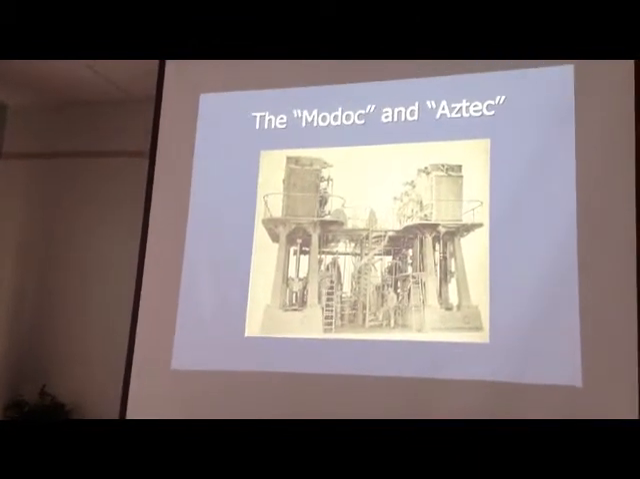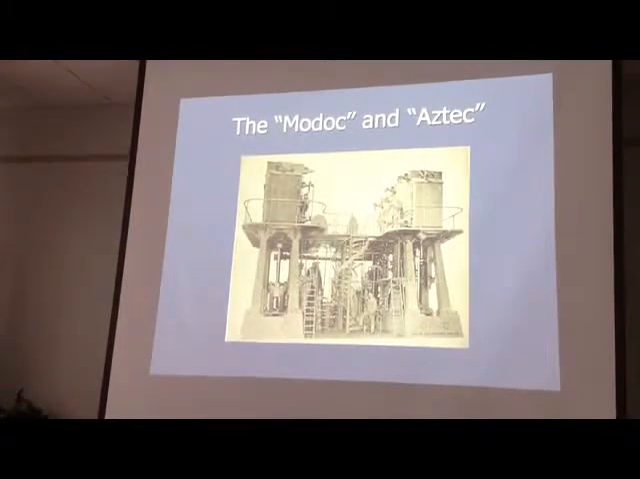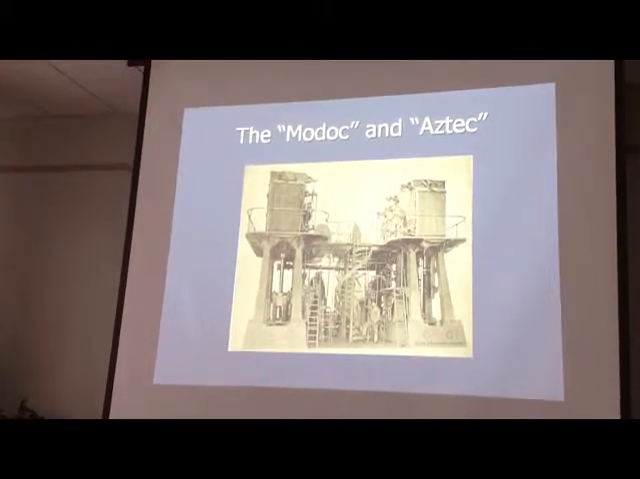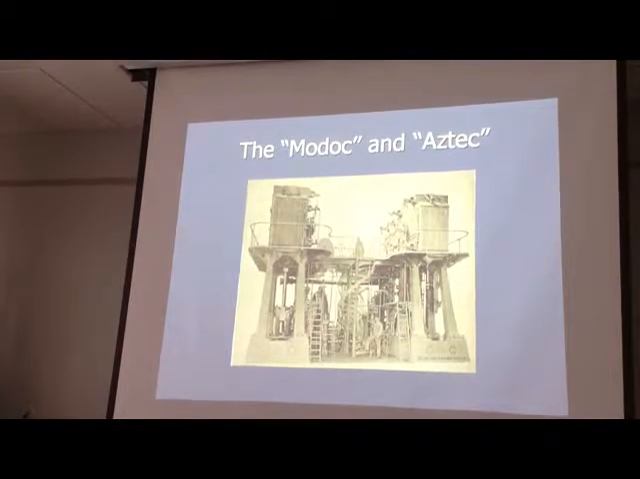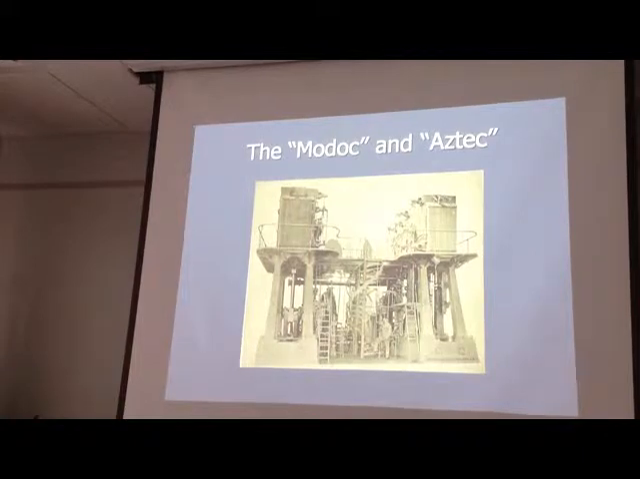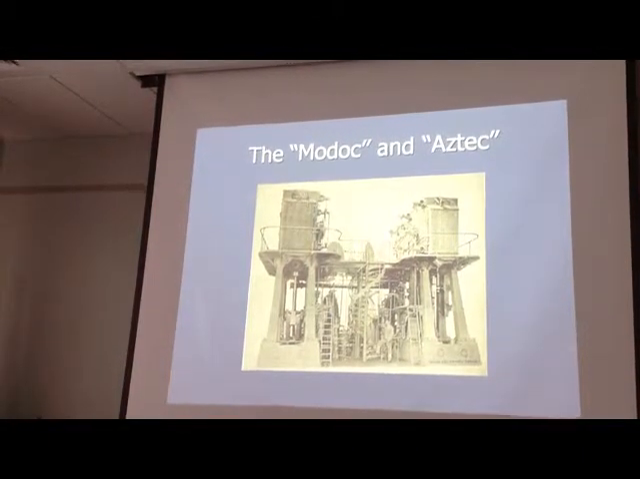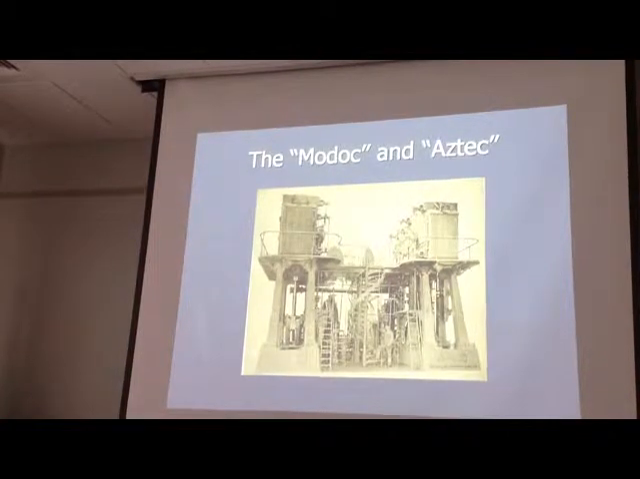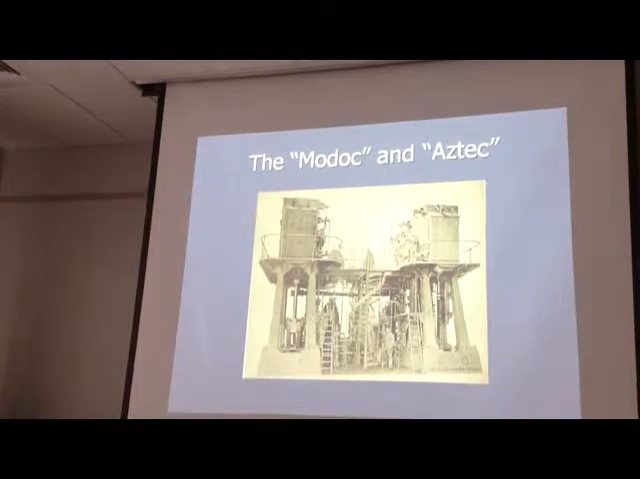Now we're going to go to something that people have, in many ways, forgotten. Modoc and the Aztec. Now these are the names of the hoists. These are 3,000 horsepower hoists built by Union Iron Works of San Francisco. You can see how tall it is compared to the engineer. These are overhead double compound beam engines with a 26 by 72 inch high pressure and a 42 by 72 low pressure cylinder. Covered in teak wood, these are basically marine engines.